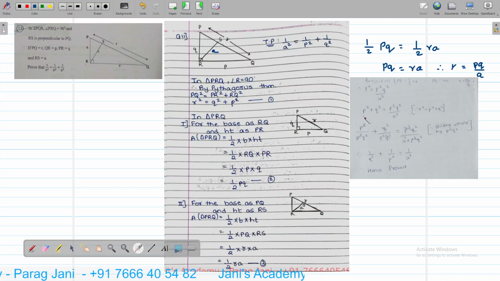Now divide everything by p square q square, because you want q square in the denominator. Dividing by p square q square, you are left with 1 upon q square here, and 1 upon p square here, which is what you are looking for. And here, p square q square cancels, you are left with 1 upon a square.